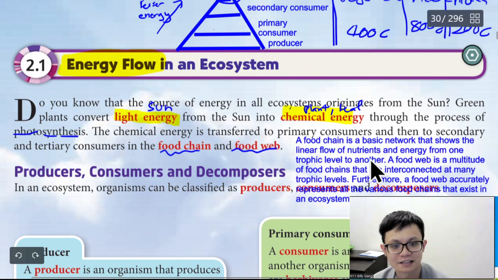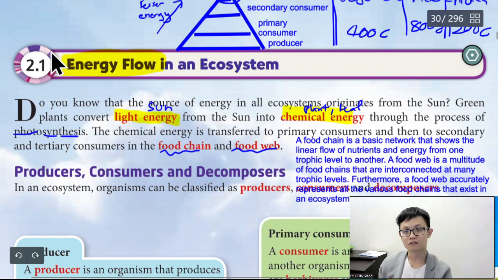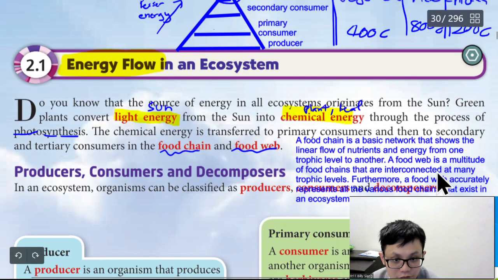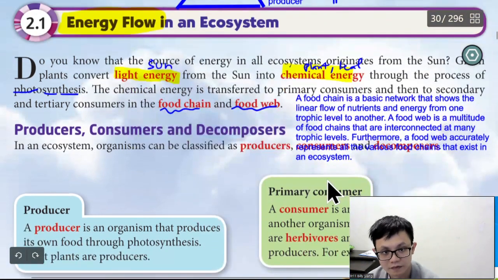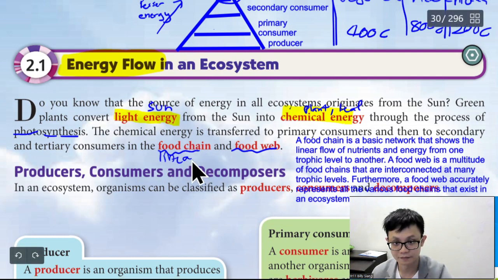A food chain is a basic network that shows a linear flow of energy from one trophic level to another. This is called the trophic level: 1 trophic level, 2 trophic level, 3 trophic level. A food web is the combination of food chains. Or to put it simply, a food chain is linear, and a food web is a combination of food chains.